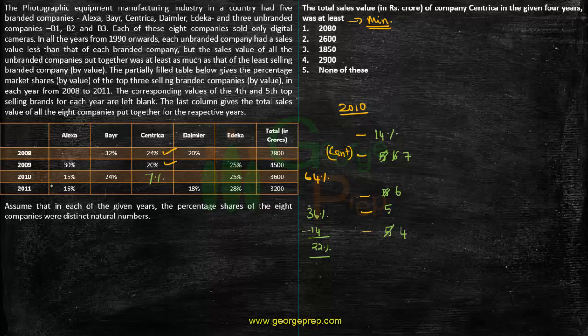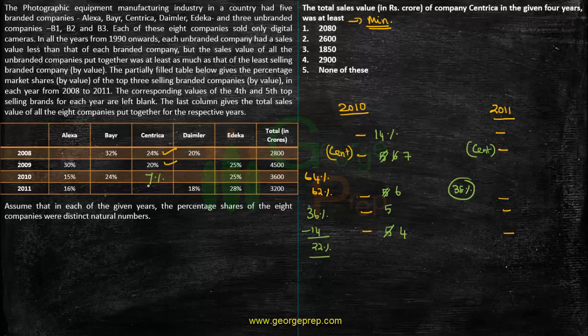Let's try the same for 2011. The sum of the percentages of the top 3 companies is coming to 62%, which means I have got 100 minus 62, 38% here to be distributed to the last 2 branded and the 3 non-branded companies. 38% has to be distributed. Okay. Again, we will follow a similar logic here. So let me give the greatest possible value for the 4th company, because we are assuming Centrica to be the 5th company. We have to minimize the value. So Centrica is the 5th company.